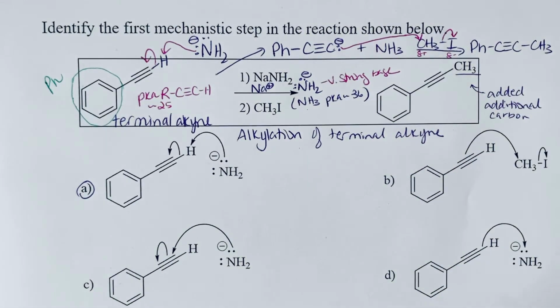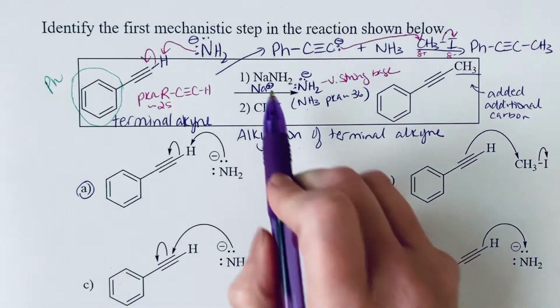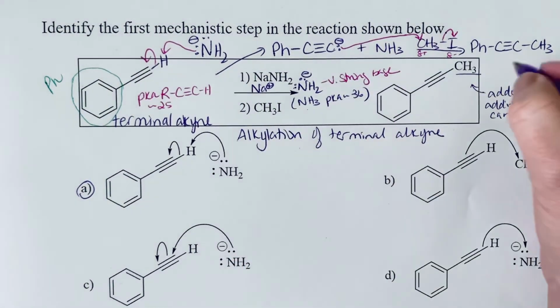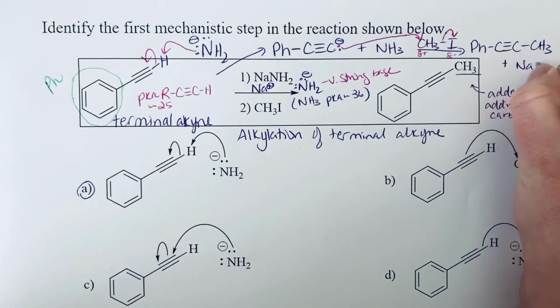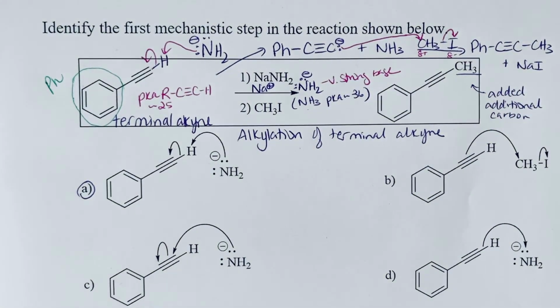Right? And if you want to keep track of all species in the reaction, particularly when you're first learning these reactions, you might be saying to yourself, what happened to the sodium? What happened to the iodide? You're technically also forming sodium iodide in there, but as an inorganic byproduct, we often leave that out.